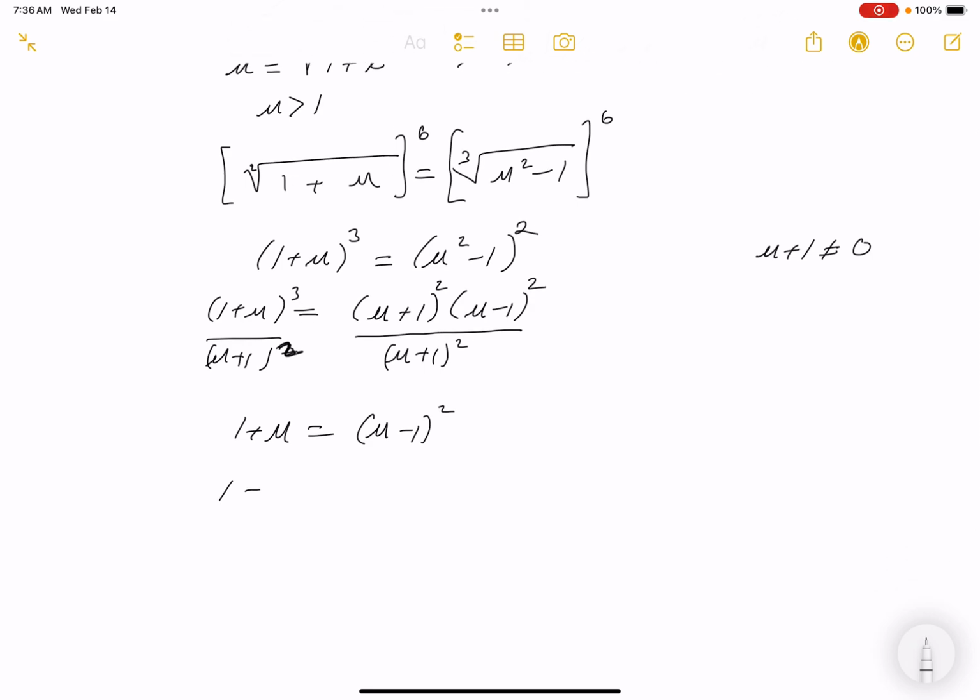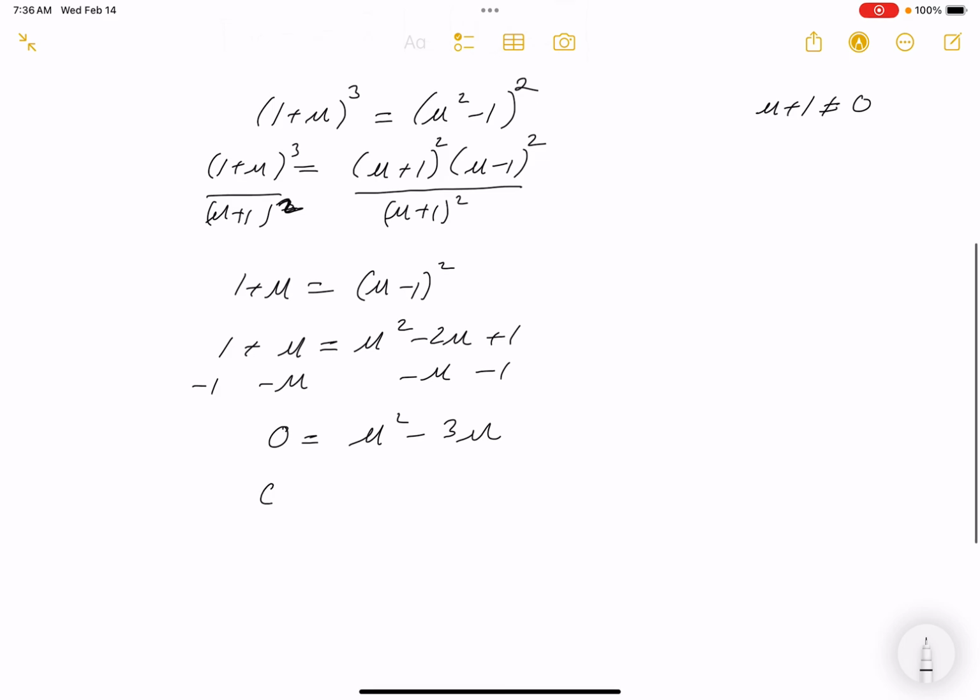Let's keep doing it. 1 plus u. This will give me u squared minus 2u plus 1. I'm going to subtract 1 and u from both sides. And what do you get? 0. This would be u squared minus 3u. And I'm going to use the zero product rule. I'm going to factor it. What do you get? u, and then you get u minus 3. So the answers over here would be u equals 0, or u would equal 3.